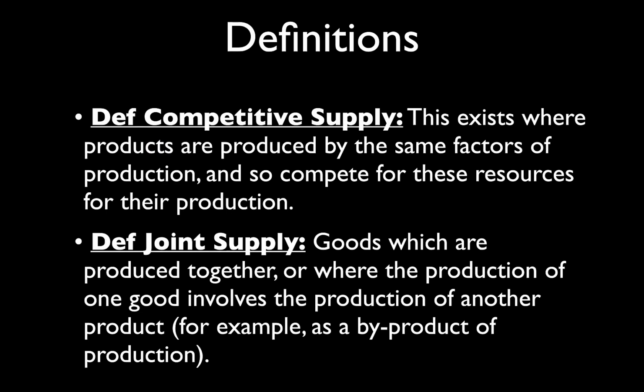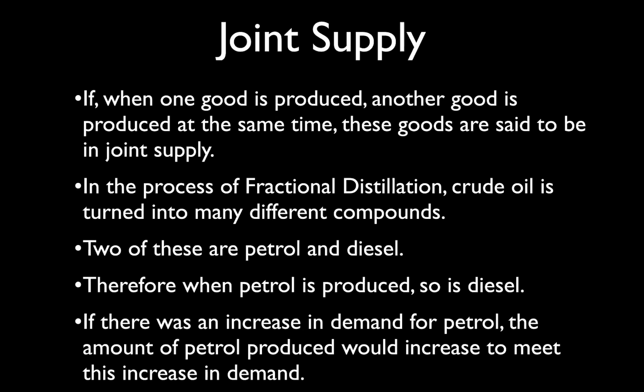Okay, now back to our definition. So we've done the idea of competitive supply. Now we're going to do the idea of joint supply: goods which are produced together, or where the production of one good involves the production of another product as a byproduct of production. Of course, you can pause this at any stage you want and read through it yourself. But if when one good is produced, another good is produced at the same time, these goods are said to be in joint supply.